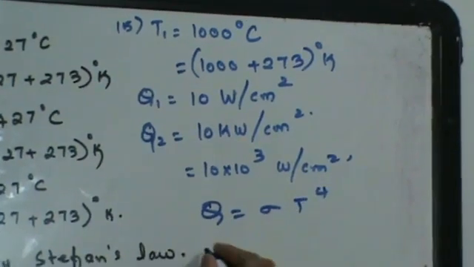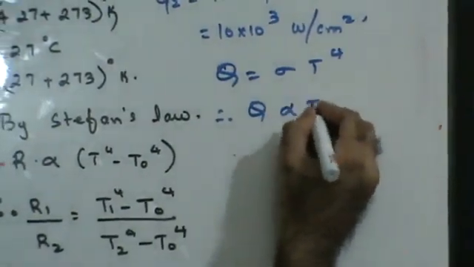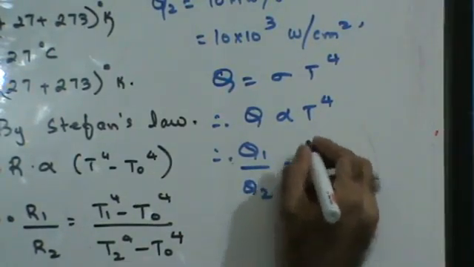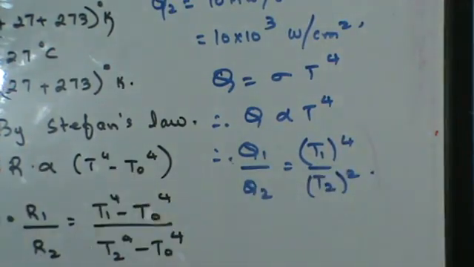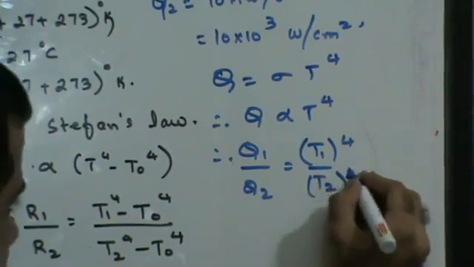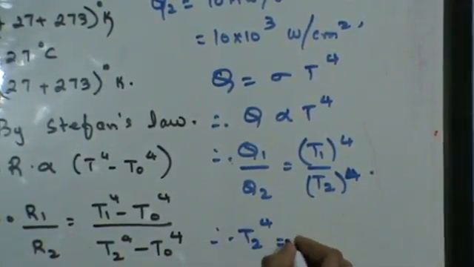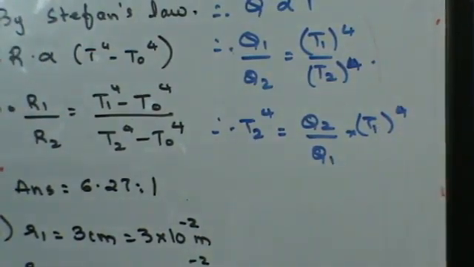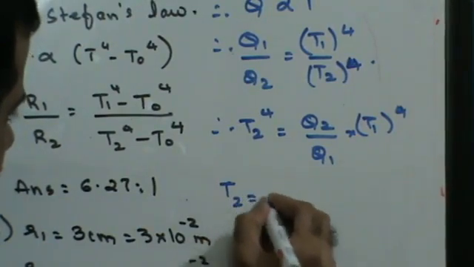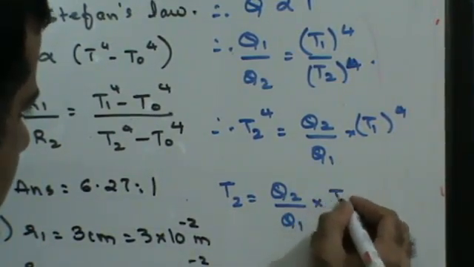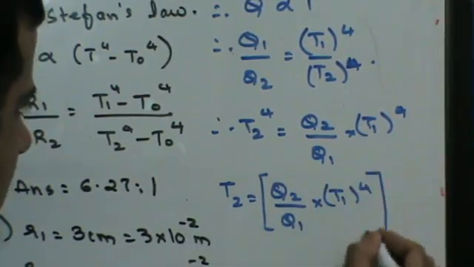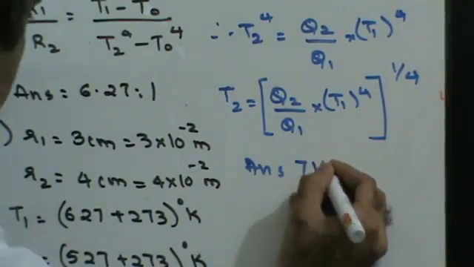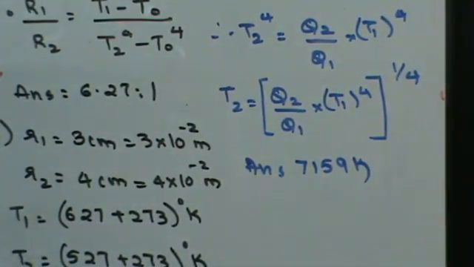Q is sigma T4, therefore I can say that Q is directly proportional to T4. Therefore I can say Q1 upon Q2 is nothing but T1 raised to 4 upon T2 raised to 4. So you could cross multiply and get this answer, in which case T2 raised to 4 is nothing but Q2 upon Q1 into T1 the whole raised to 4. Find the answer, and that answer will have to be taken to the fourth root. You should get this answer. The answer for this sum should be 7159 Kelvin. Right? Okay, we'll stop this here for the day.